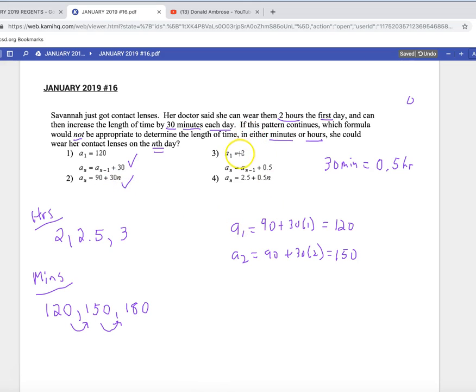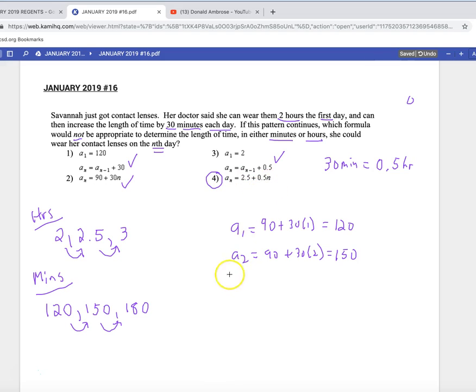So now we can move on to choice 3. Here is a recursively defined formula again. The first term is 2, so it appears like we're dealing with hours here. This part of the recursive formula is saying that to go from one term to the next, we're going to add 0.5. When we're dealing with hours, that's exactly what's happening. We are adding 0.5 to go from one term to the next. So choice 3 is a correct formula, which means by default, choice 4 has to be our answer.